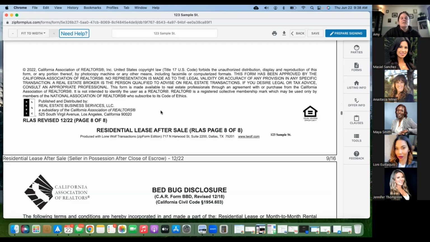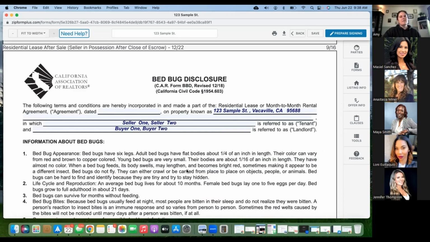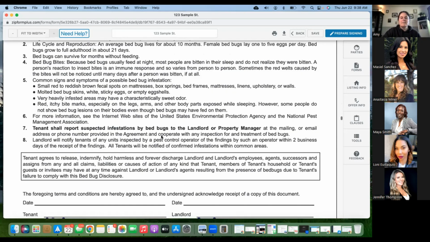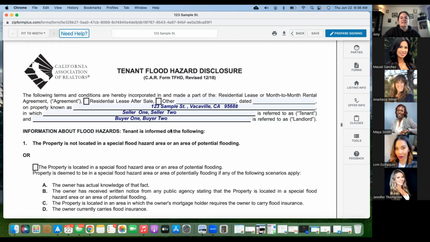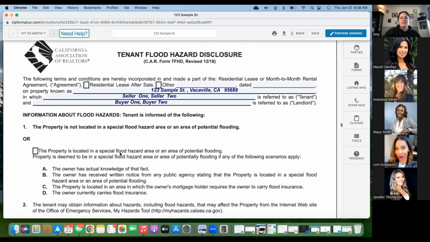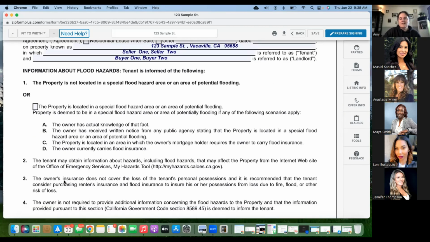The other forms that are included as part of this document, I'm not going to go over these in detail, but one is the bed bug disclosure, talking about little bed bugs. The next one is the tenant flood hazard disclosure, where you need to disclose whether it is or isn't located in a special flood hazard zone or area of potential flooding. You should be able to get this off the NHD report, which was provided as part of the purchase transaction.